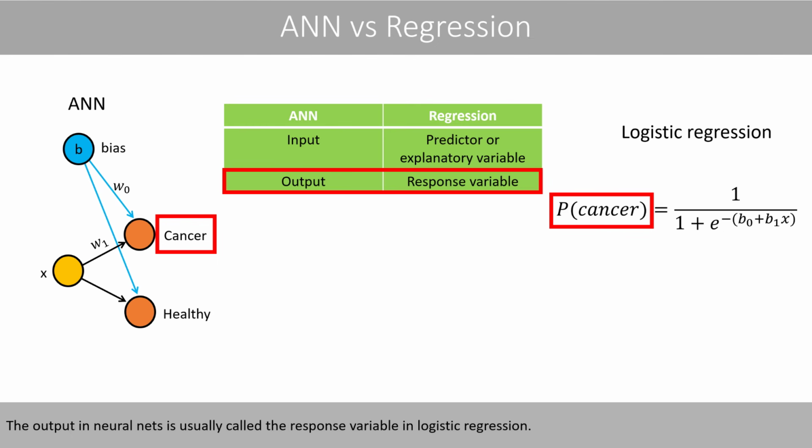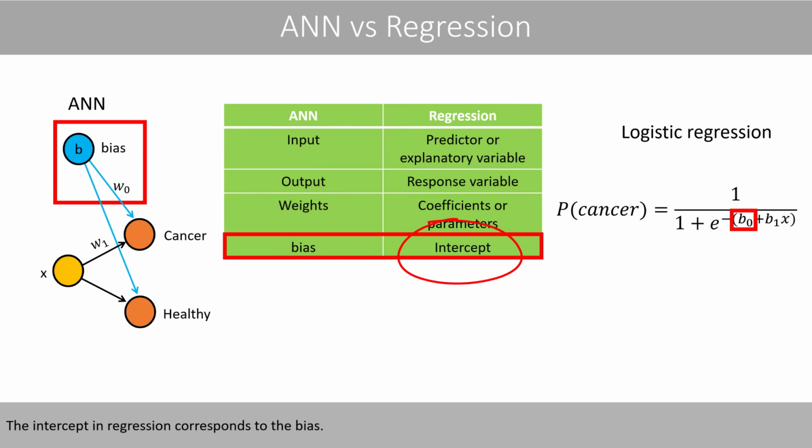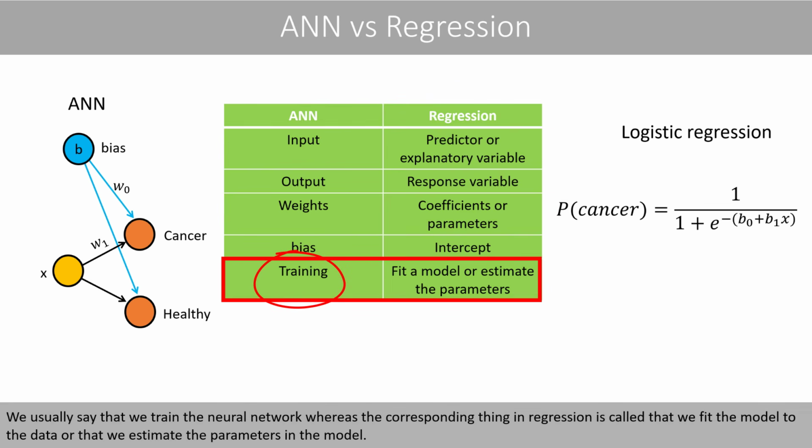The output in neural nets is usually called the response variable in logistic regression. The weights in neural networks are usually called coefficients or parameters in logistic regression. The intercept in regression corresponds to the bias. We usually say that we train the neural network, whereas the corresponding thing in regression is that we fit the model to the data, or that we estimate the parameters in the model.